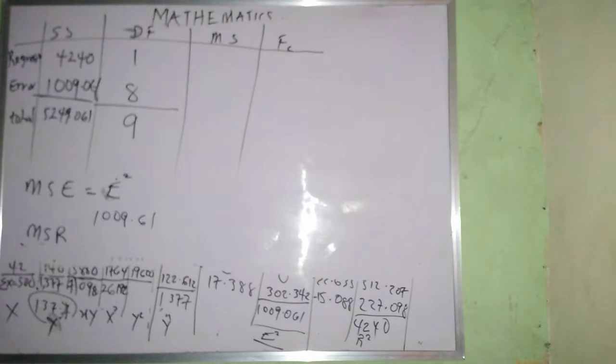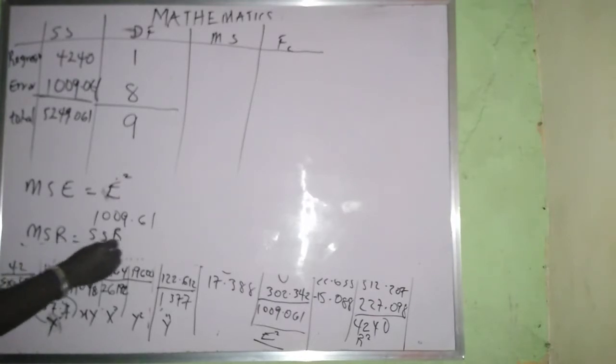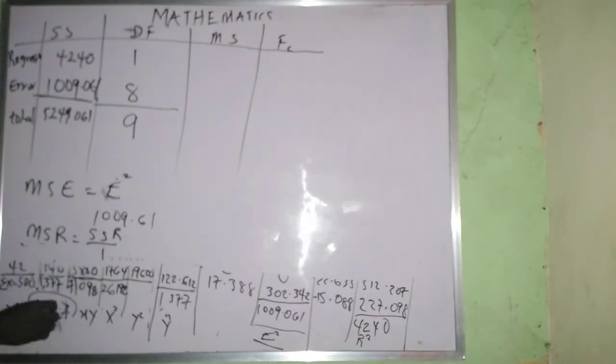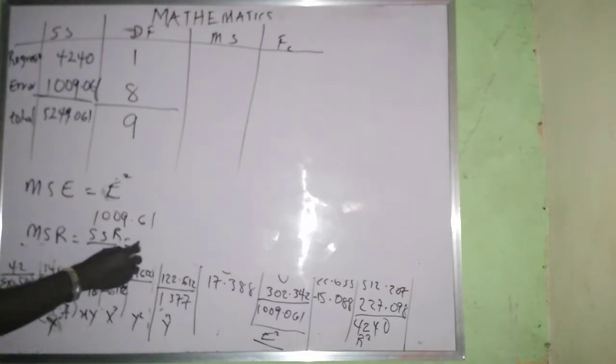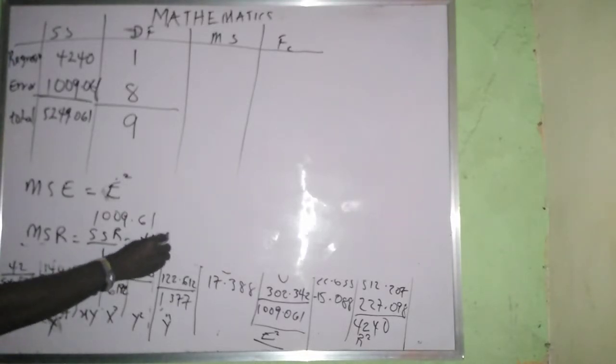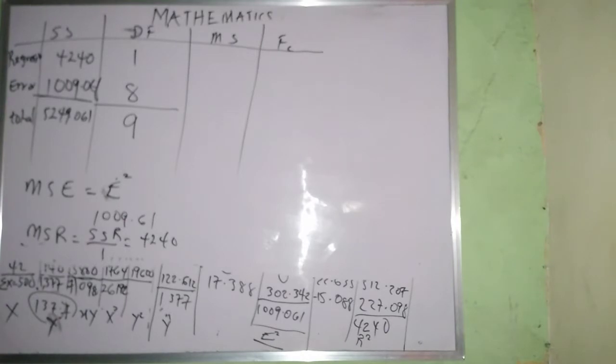Now I will move on to the next one, MSR, which is the mean square regression. Mean square regression is SSR divided by 1, which is 4240. Now, I will move on to my mean square error.